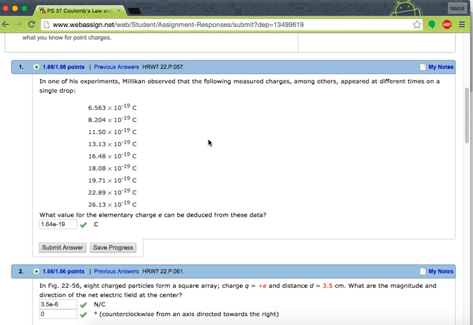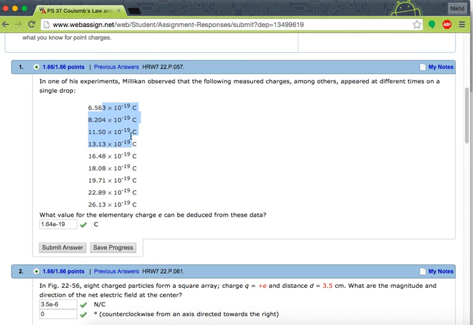So what does this mean for the problem? That means that all these numbers they give us are multiples of e. So what does that mean? That means this guy right here could be e times 5. We don't know, because it depends on what e is. This guy can be e times 7. So how do we find e?